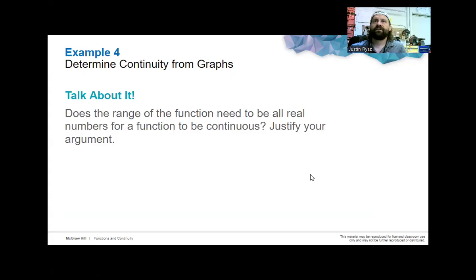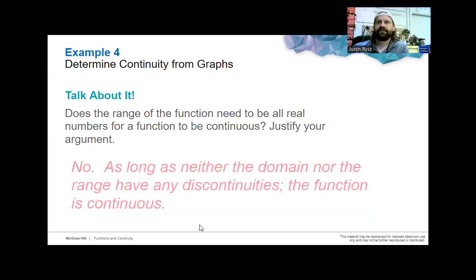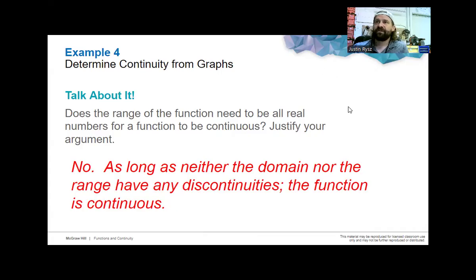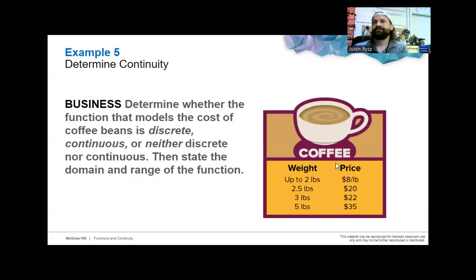Okay, so if we think about here, does the range of a function really need real numbers to be continuous? Think about it, pause the video. Does the range of a function need to be all real numbers for a function to be continuous? No. So you think about like a parabola. A parabola is a nice smooth curve, okay? It is a function, but it doesn't have a range that's less than 0 or anything like that. Okay, let's look at this one here.